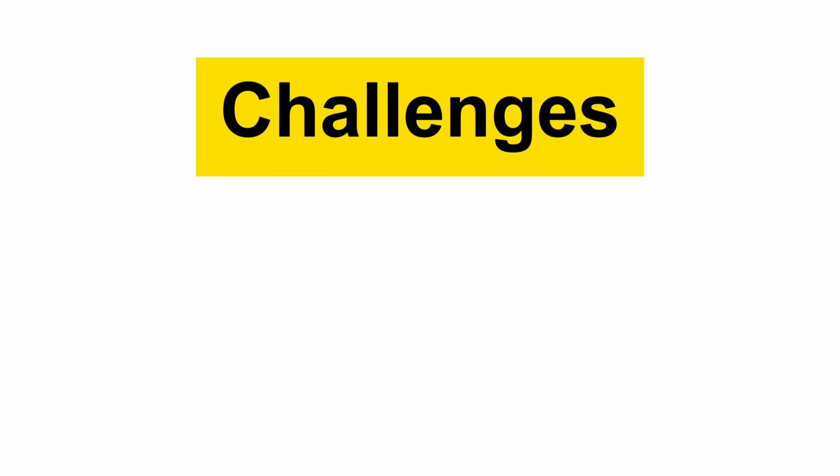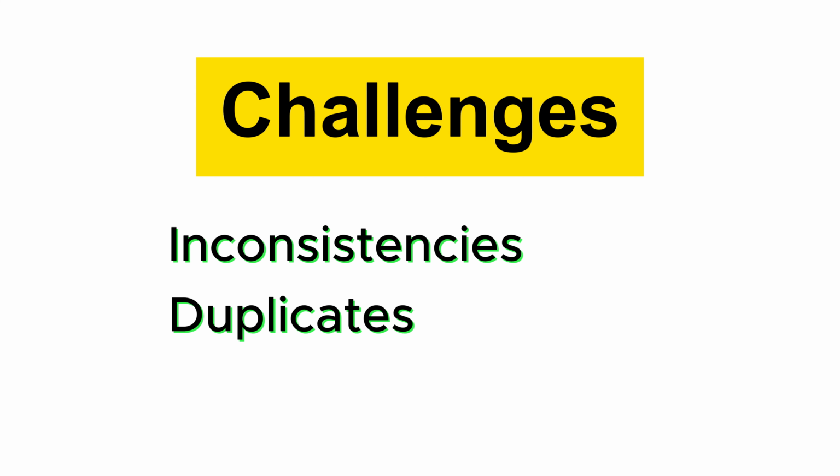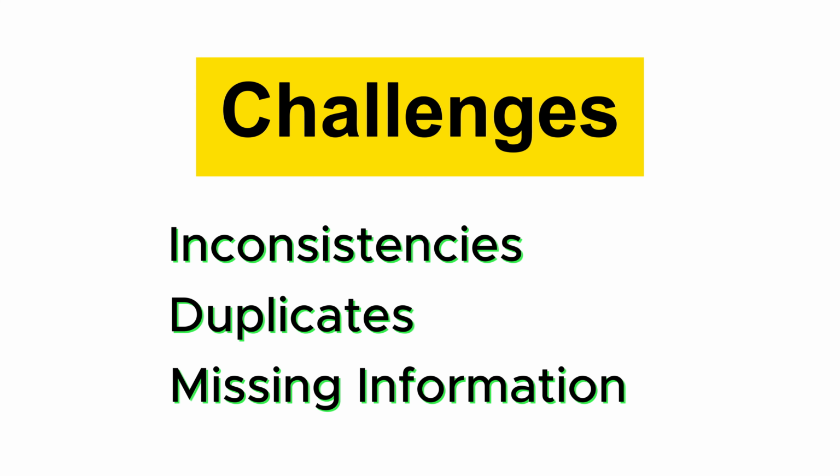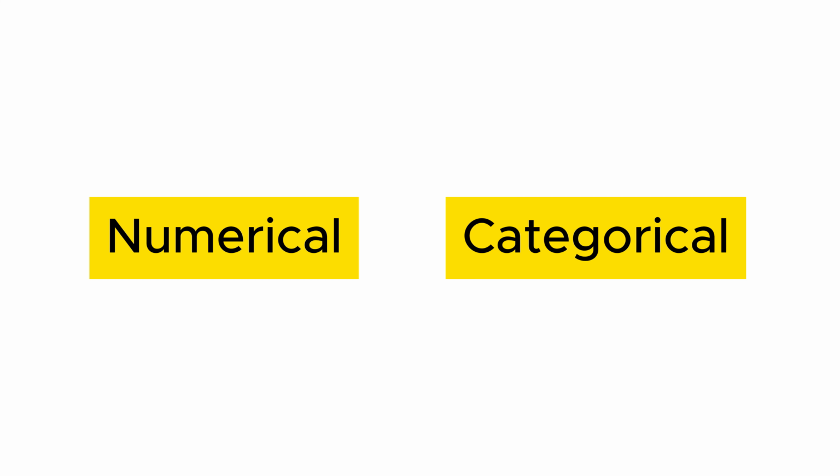But first, let's talk about some challenges we might face. Roller coaster data can be tricky because of inconsistencies like duplicates and missing information. This can make our analysis a bit messy, and lead to unreliable results. We will also need to balance different types of data, including numerical and categorical data, which can be complicated. So here's how we are going to tackle this challenge.